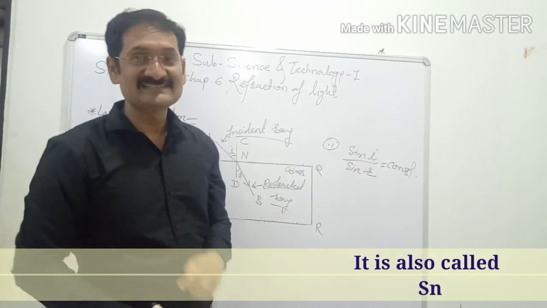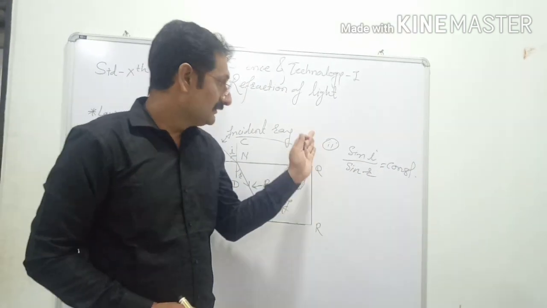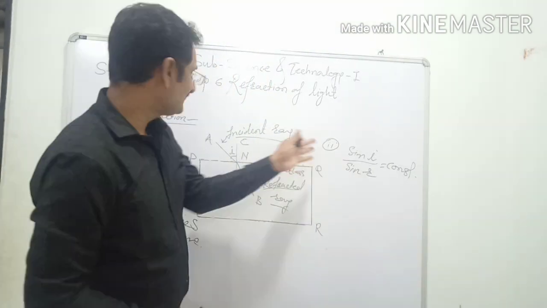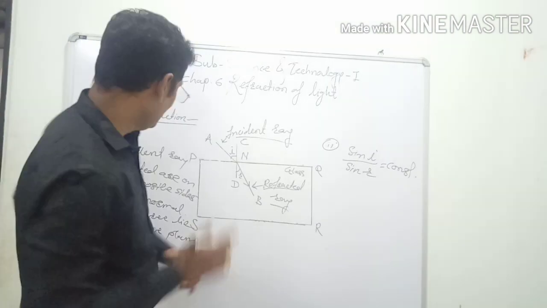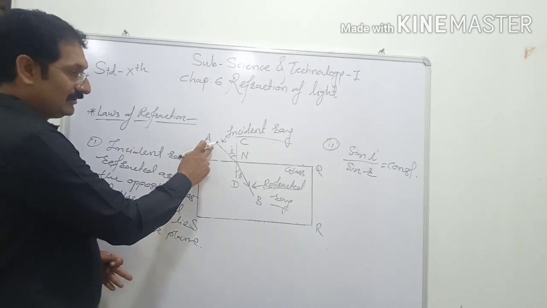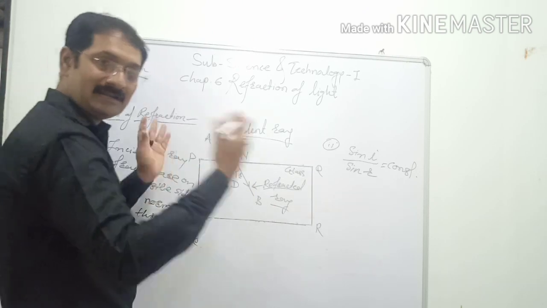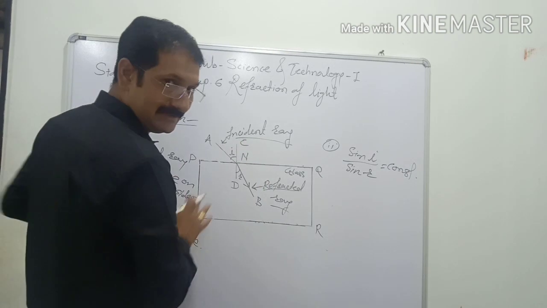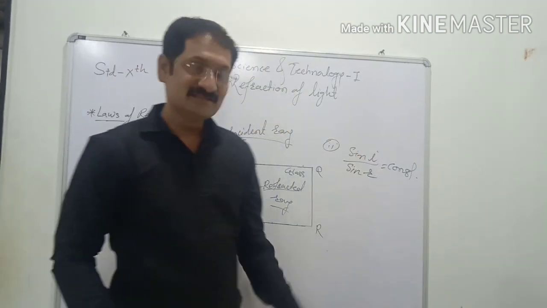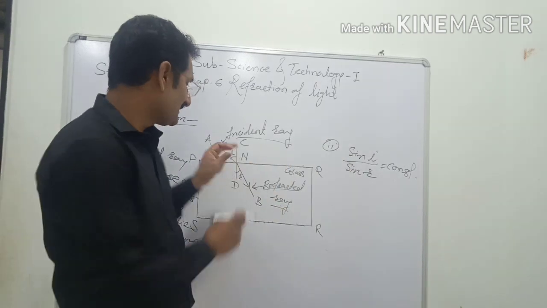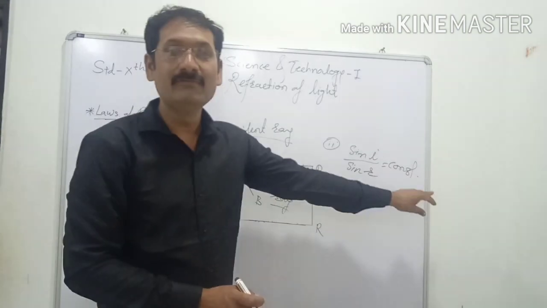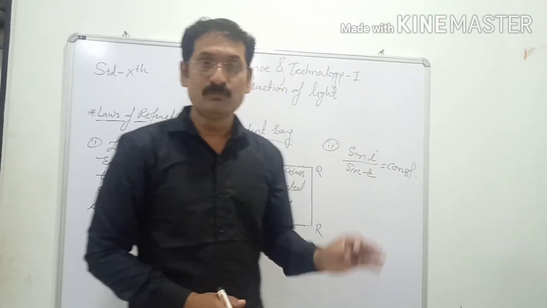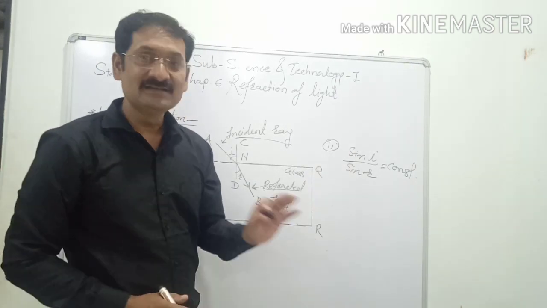It is also called Snell's law. So this rule is also followed during the process of refraction. These are the two laws of refraction. One, which we already studied, is that the incident ray and refracted ray lie on the opposite sides of the normal, and all three are in the same plane. The second is that the ratio of the sine of the angle of incidence to the sine of the angle of refraction is always constant for a given pair of media. We also call it Snell's law.